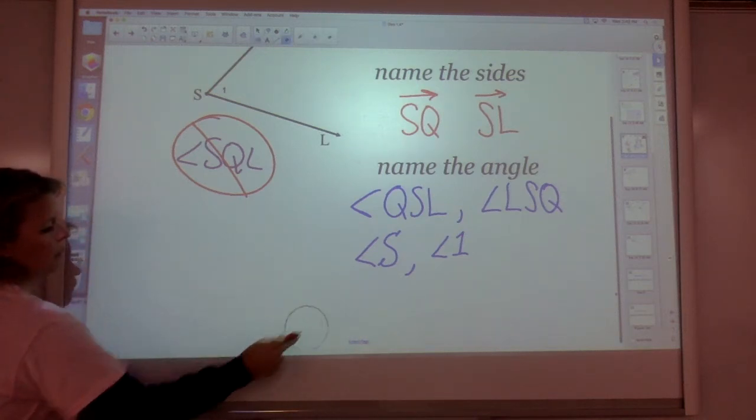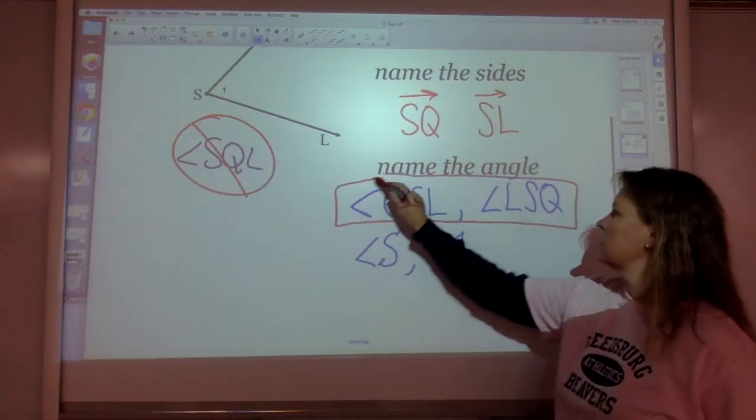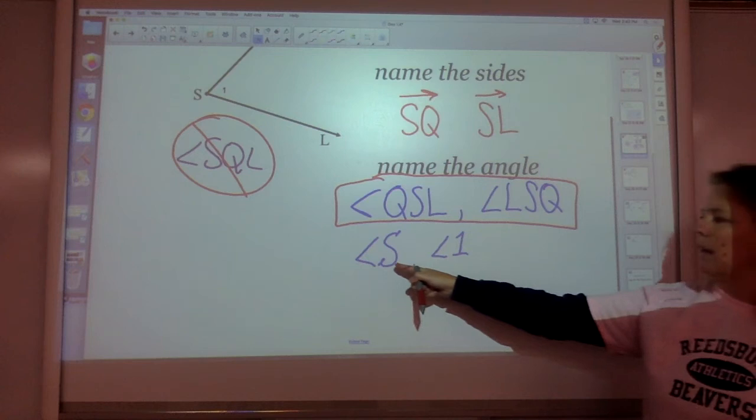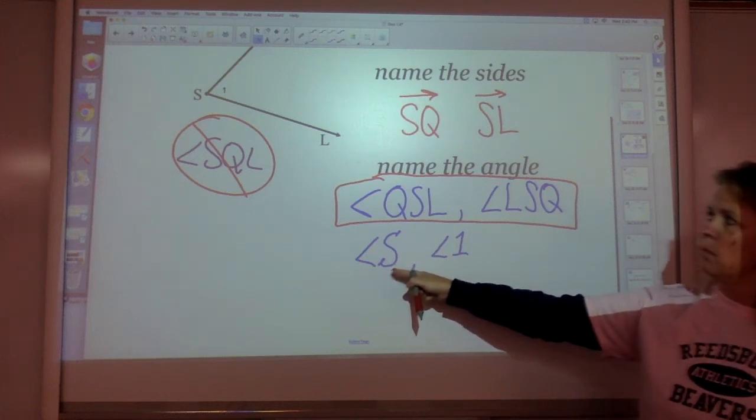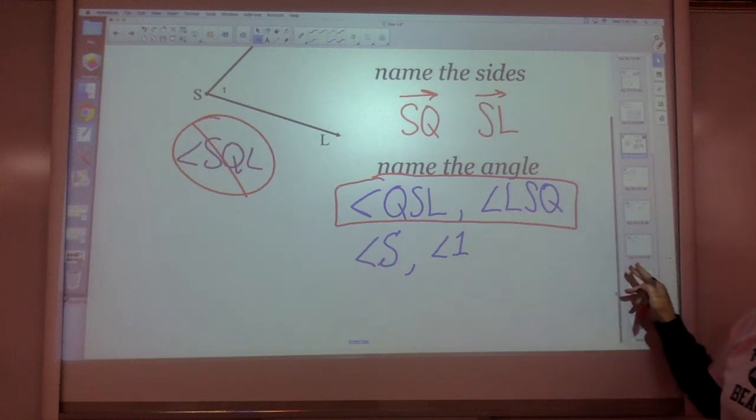So, all angles have these 2 names, forward and backwards. Isolated angles have a 3rd name where they have only 1 vertex, 1 angle at each vertex, and some have the shortcut.